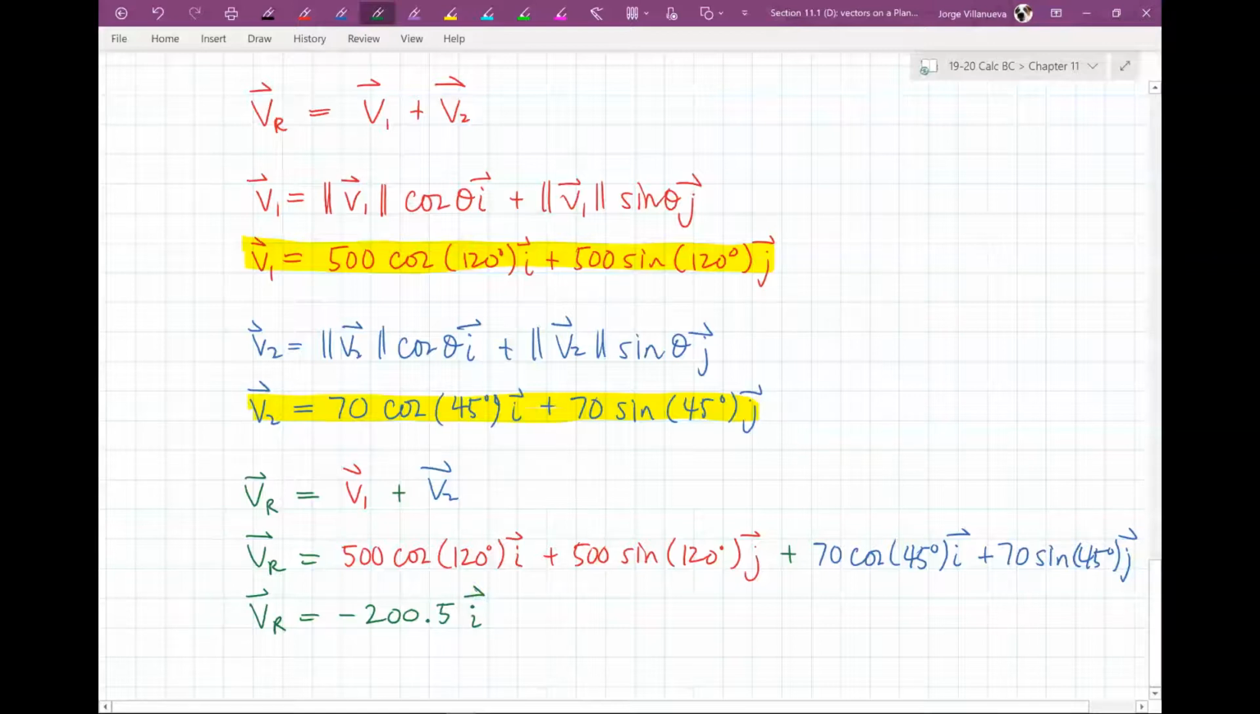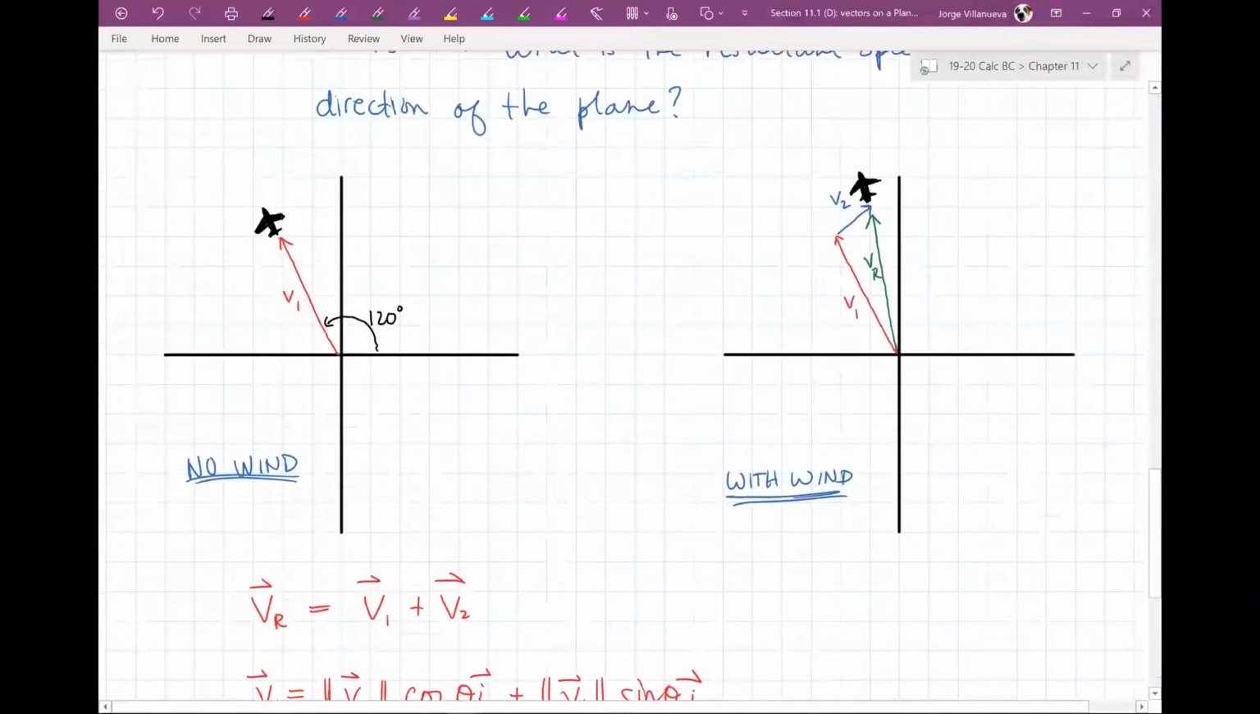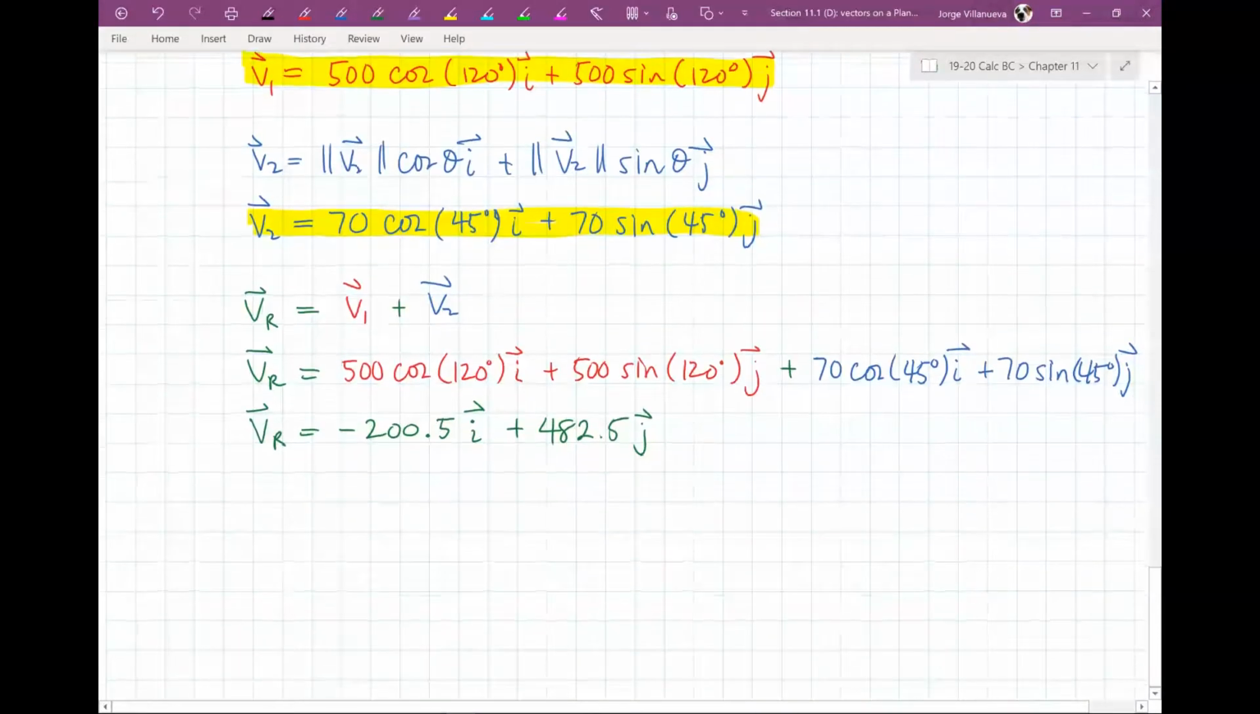Okay, and the y component is 482.5 j. Now if you really think about it, look at the point, because remember this vector is giving you a point in vector form, right? Negative 200.5 comma 482.5. If you look at my picture, it is in quadrant 2, so it would be a negative x and a positive y. Okay, so that makes sense, negative x and a positive y.